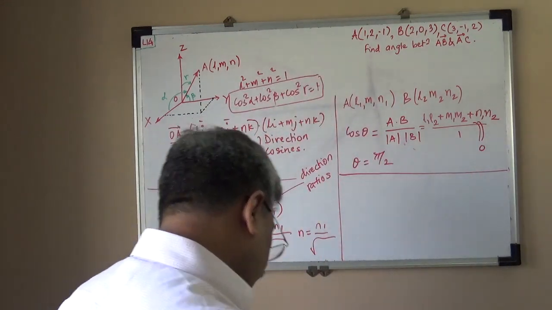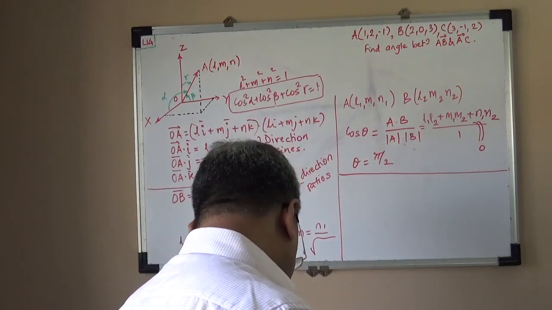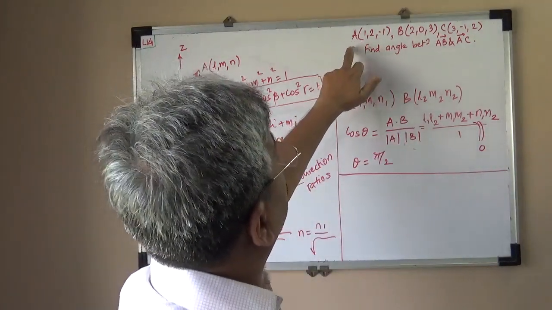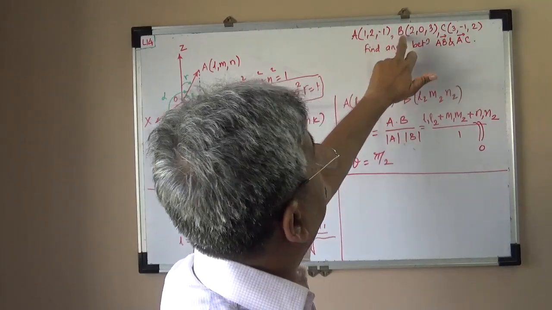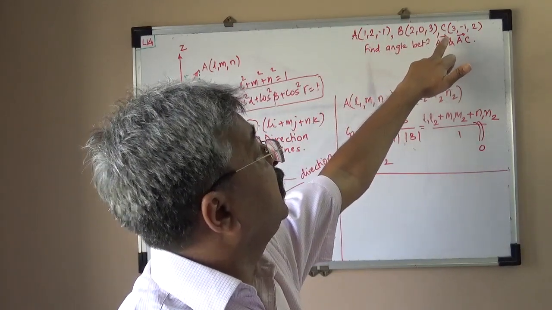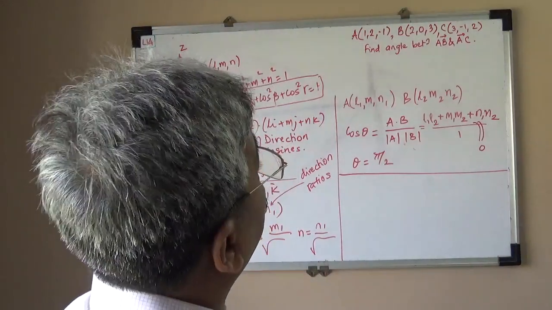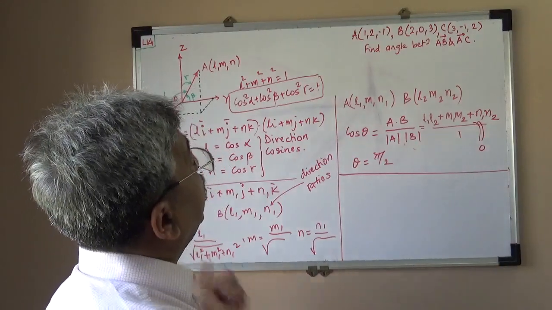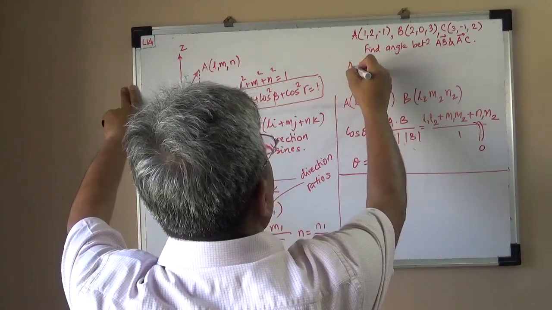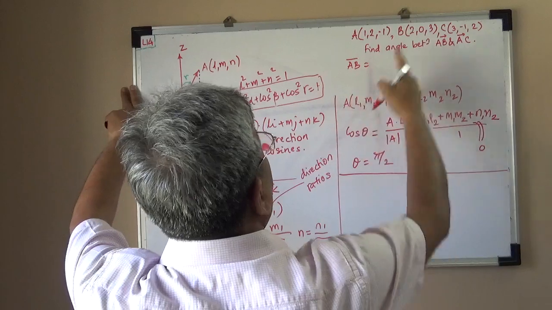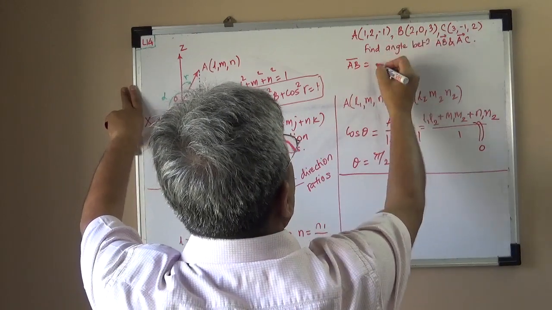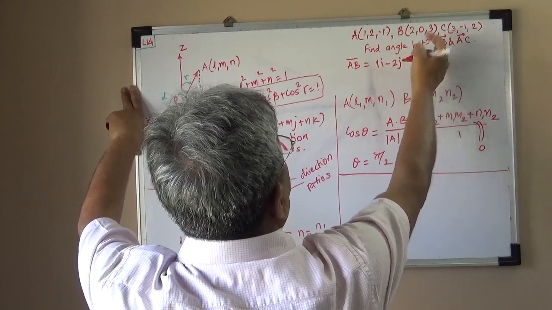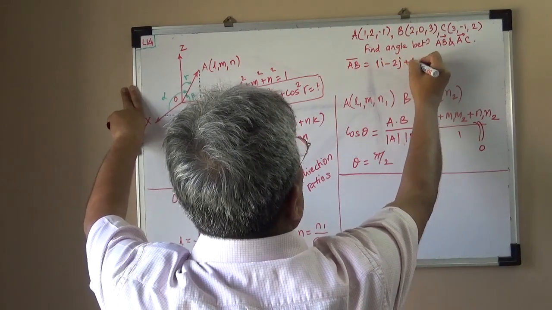Okay. Now here we give one example which is written there. Suppose A is (1, 2, -1), B is (2, 0, 3), and C is (3, -2, 2). Find the angle between AB and AC. So vector AB is going to be equal to B minus A. So 2 minus 1 times i, 0 minus 2 is -2 times j, 3 minus 1 is 4 times k.